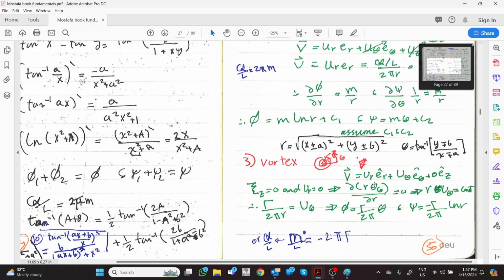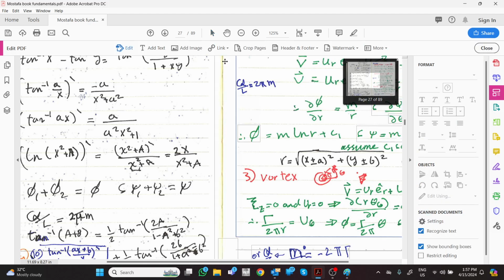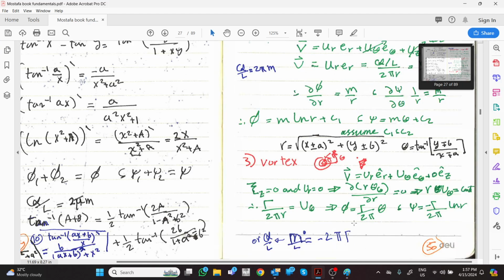And of course, this is u_θ. I will convert it again. Equals 0. So from this, r u_θ equals constant, because r u_θ is not changing in r, so r u_θ should equal constant.